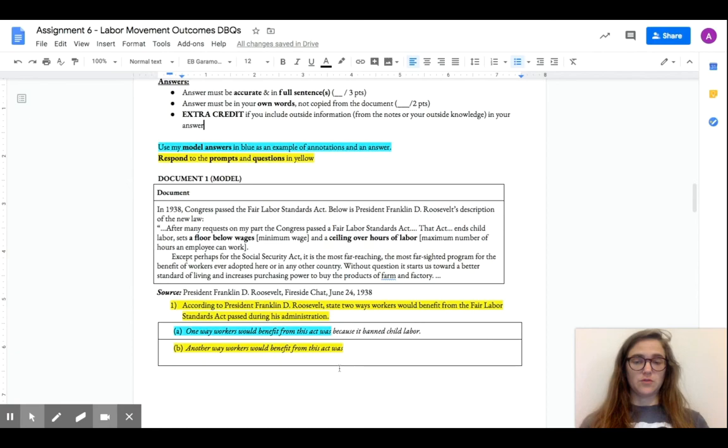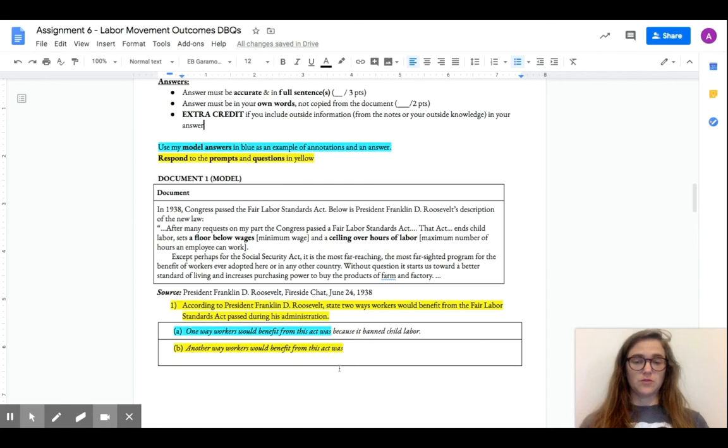Okay, so I'm looking for ways that workers benefited from this. Well, one thing that helps workers that I know they wanted to achieve in the labor movement was they wanted to end child labor, and right here it says that the act ends child labor. So that's what I wrote for my first answer. One way workers would benefit from this act was because it banned child labor. Okay, so for the second part, you tell me another way they might benefit from this act. Something in this document that would be good for workers.